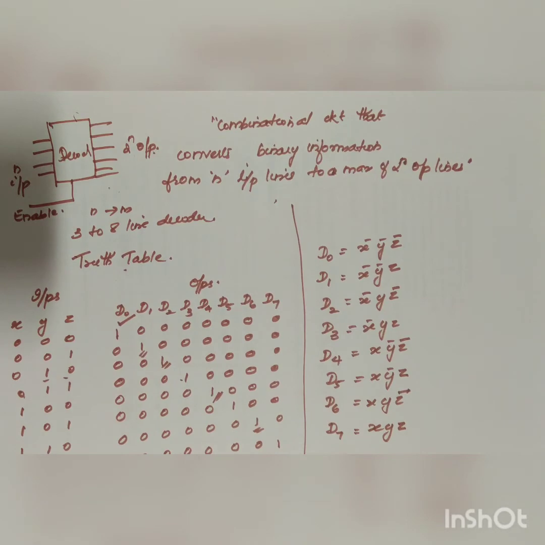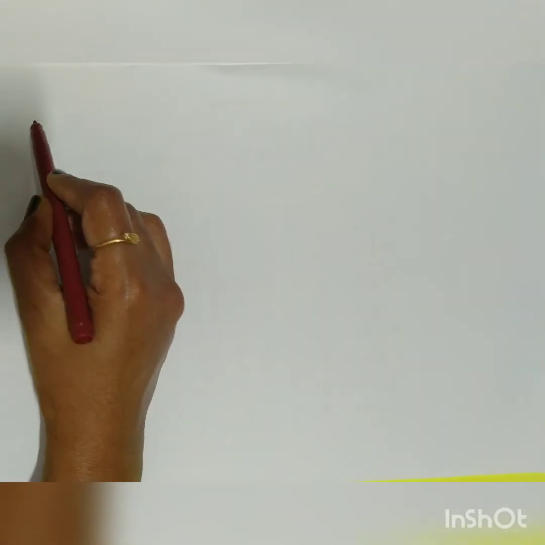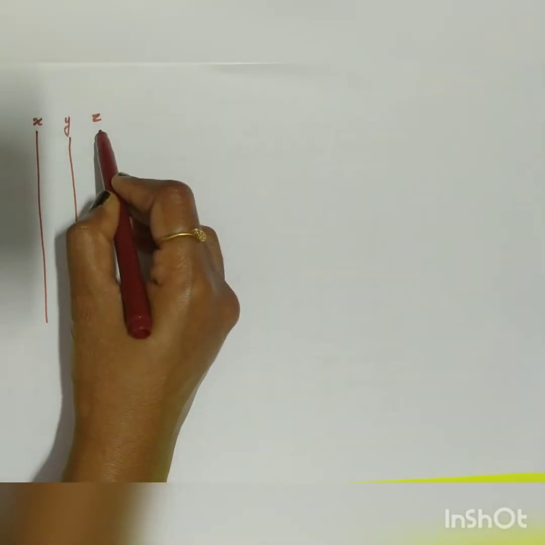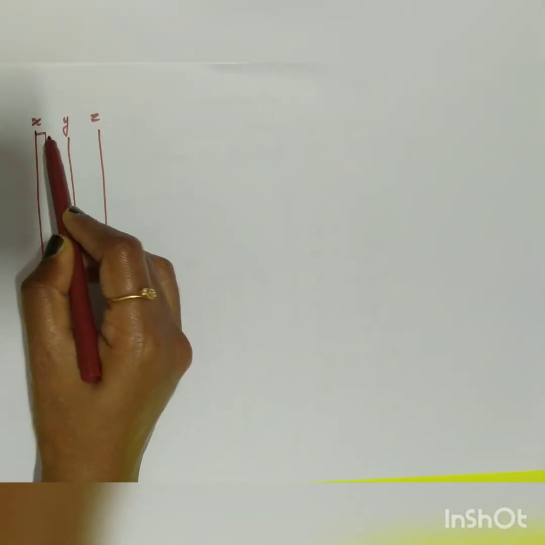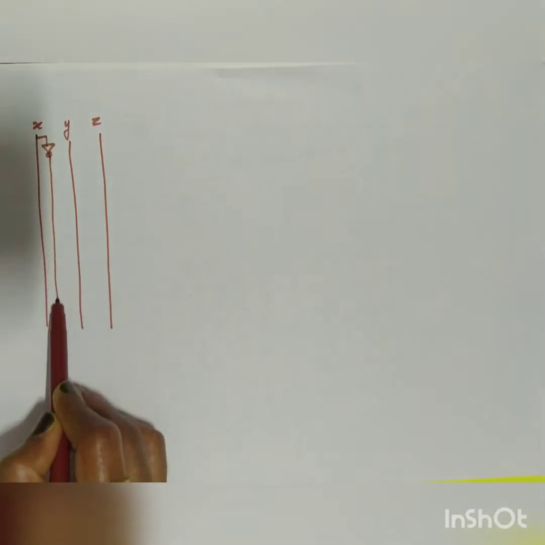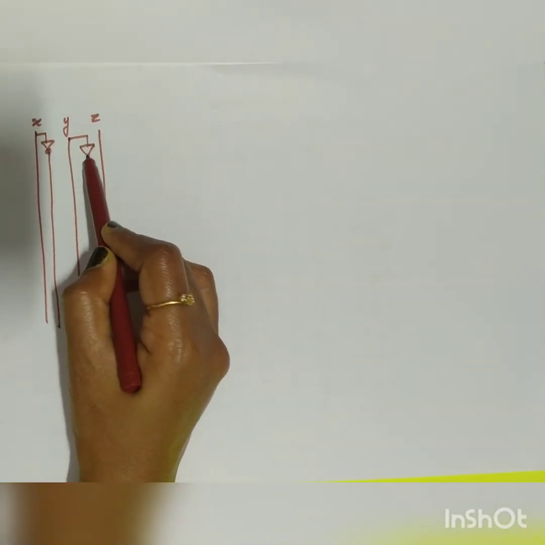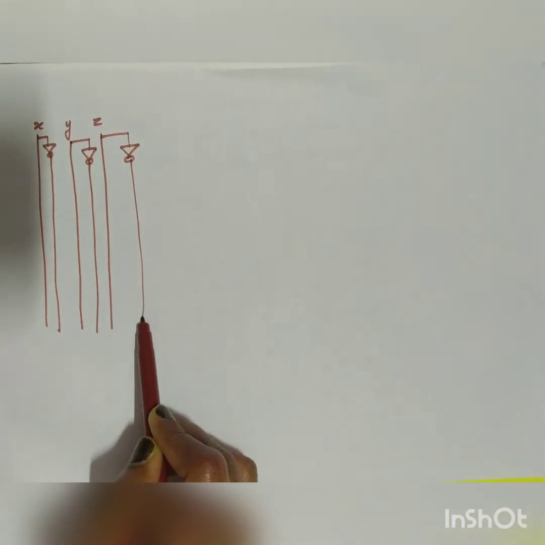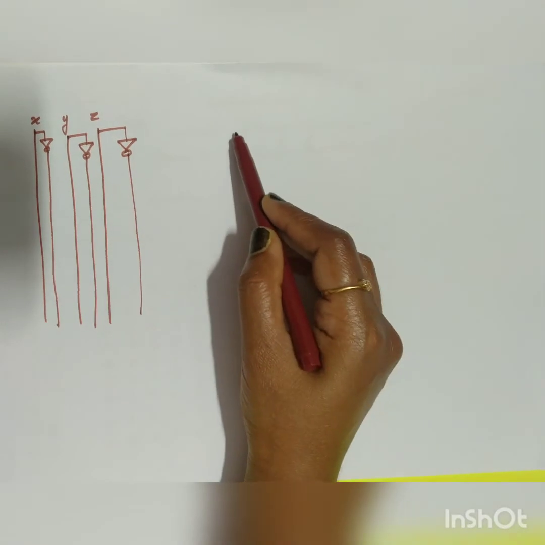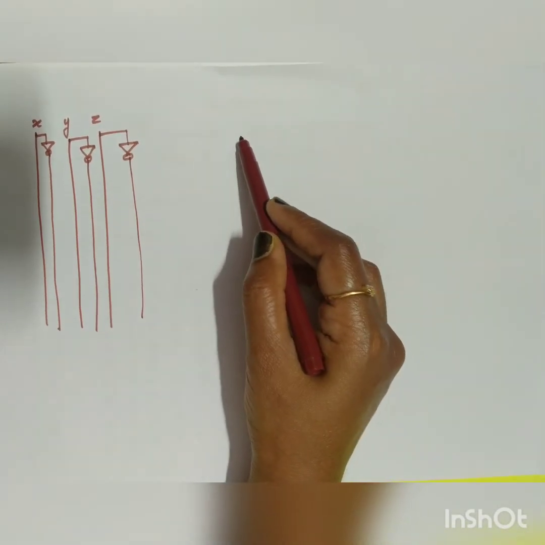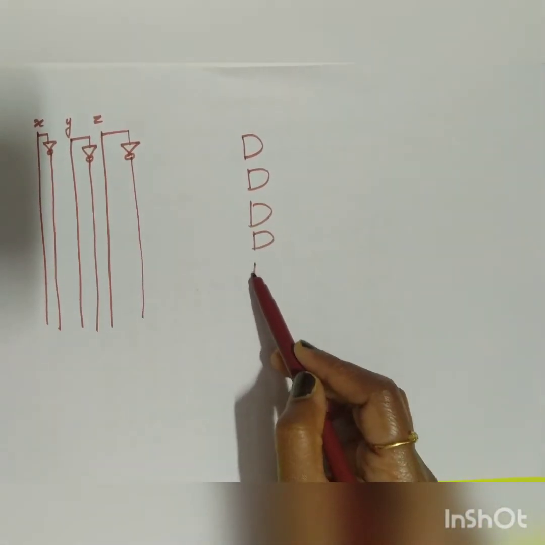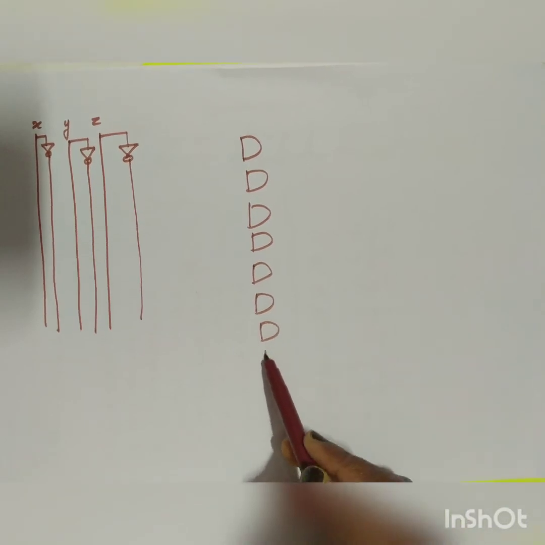So what will be your logic diagram? Let me draw the logic diagram. What are your inputs? You have X, Y, Z. So this will be the X line, Y line and Z line. Now you should have X bar also, right? For that you will be taking a NOT gate. Here also Y bar, you will be having a NOT gate, and similarly Z bar, you will be taking a NOT gate. So what are the outputs you have? 0 to 7, right? So 8 AND gates: 1, 2, 3, 4, 5, 6, 7, 8.